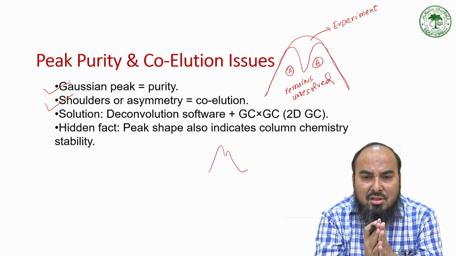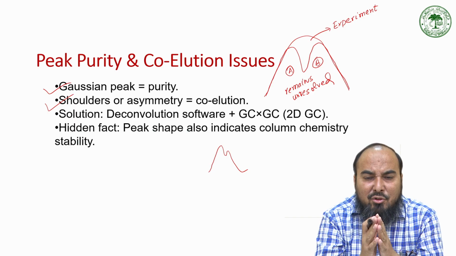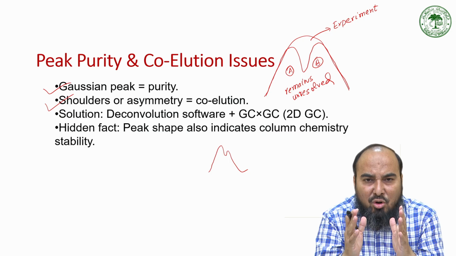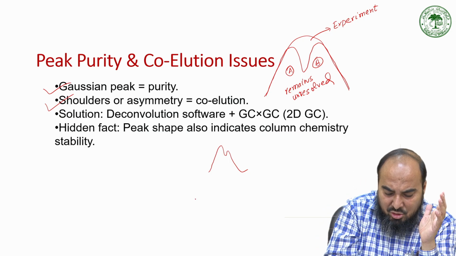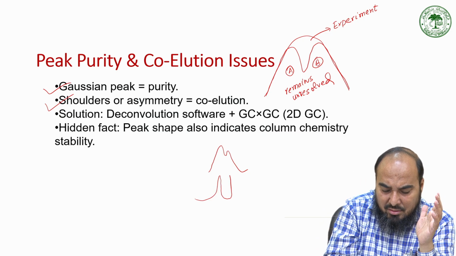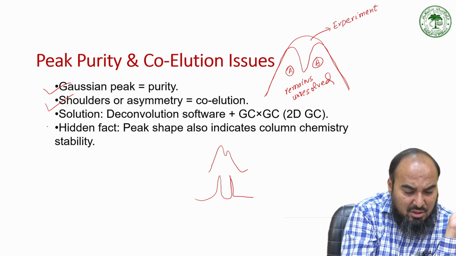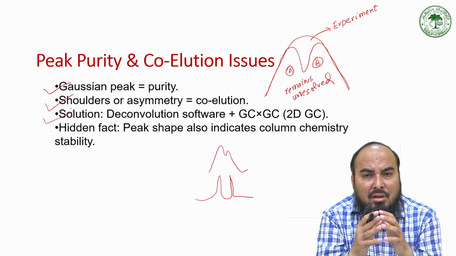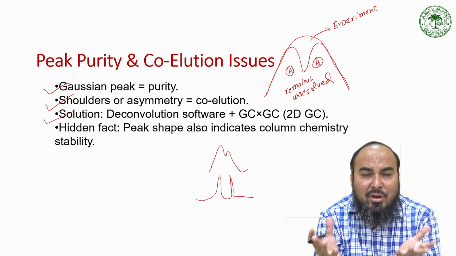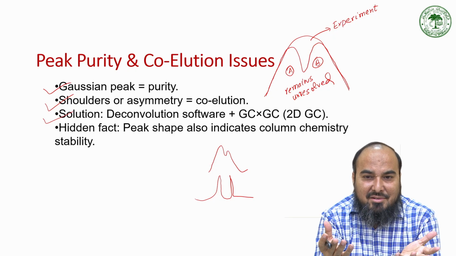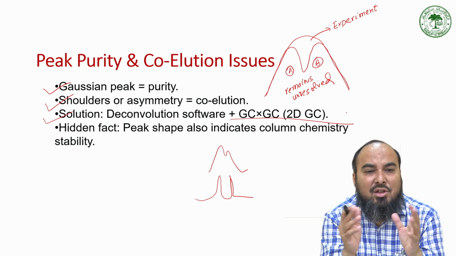So what you have to do is use certain programs. You have to slow down the ramp rate, so that the moment you slow down the ramp rate, they will be separated. Again, you can do deconvolution by using certain software. Again, you can combine two GCs, so you can get a very good resolution.